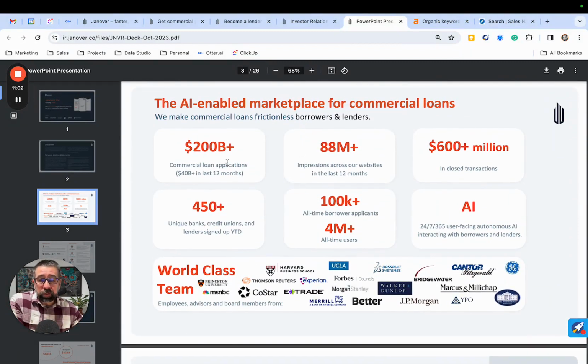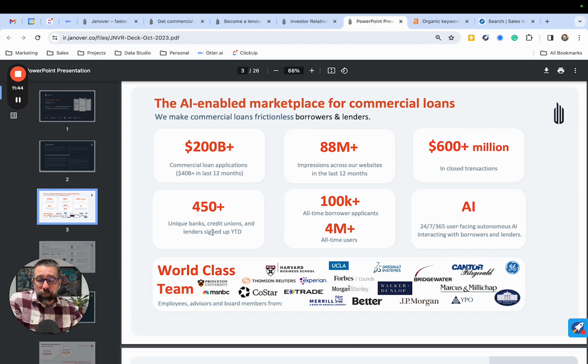Okay, so this is interesting. This is starting to tell the volumes, and this tells you where the actual business is coming from. So there's 88 million impressions across our website in the last 12 months. So we know that that's not happening on this particular website. Obviously they're connecting a lot of different partner websites that are getting traffic and that are using this platform underneath as a part of that marketplace. So this right here tells me that there's a whole bunch of other websites out there that they're counting and are connected to this platform, but it is not their actual business website, the janover.co.